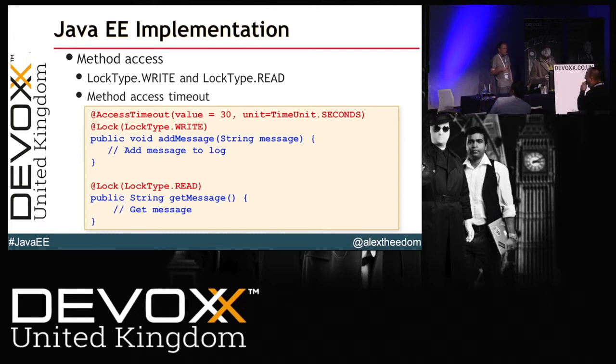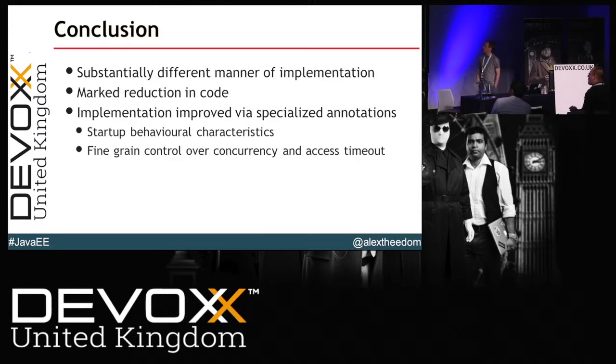We can do more. We can then control at the method level how our bean interacts, how our bean behaves, or how our methods behave. Here, we're annotating our add message method. This will block on any calls up to 30 seconds as specified by the access timeout before it throws a concurrent access timeout exception. So we're now given a large number of specific annotations that allow us to control our bean.